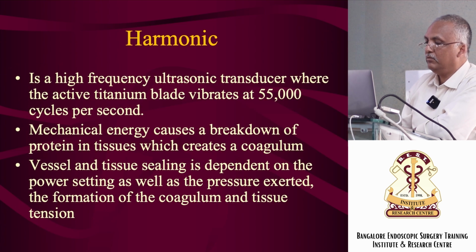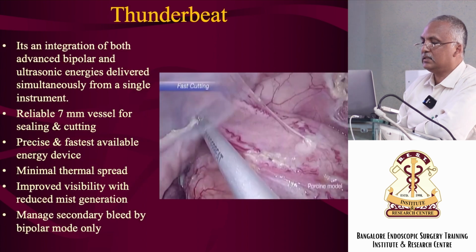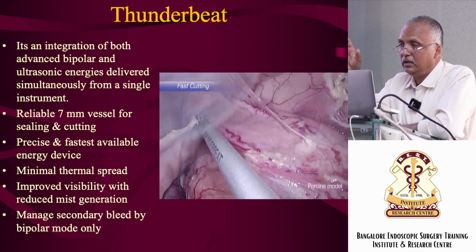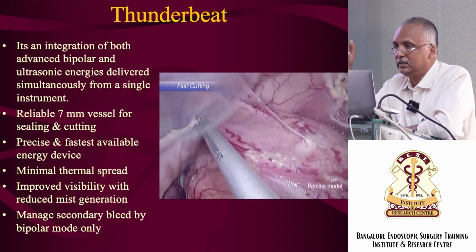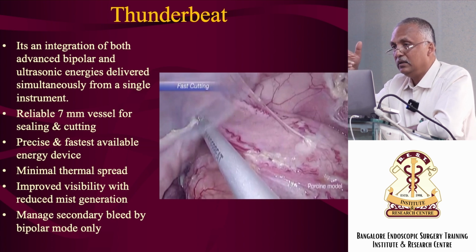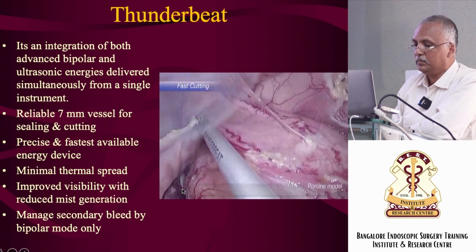So harmonic, we saw about harmonic. Up to 5 millimeter vessels can be done. Now thunderbeat is another cocktail. Here, instead of sealing and then cutting with a knife as in Caiman, Gyrus, Enseal, LigaSure, in thunderbeat you are using an ultrasonic knife to cut the tissue. You are using bipolar to coagulate, to seal the vessel, and then it cuts using a harmonic scalpel, in layman's terms.